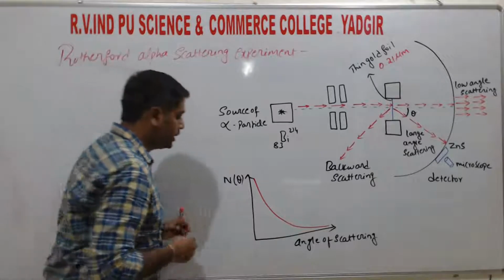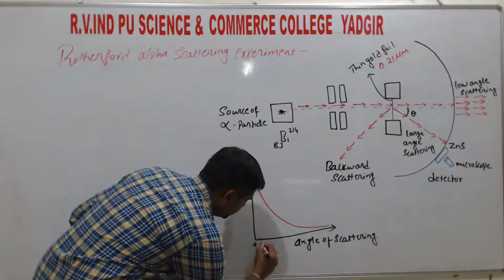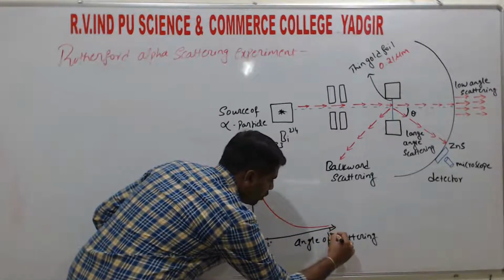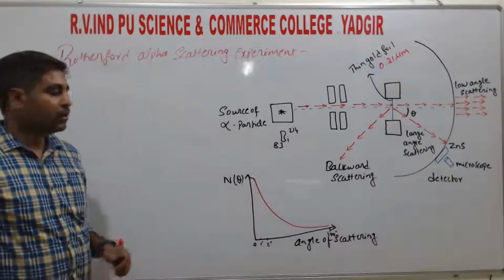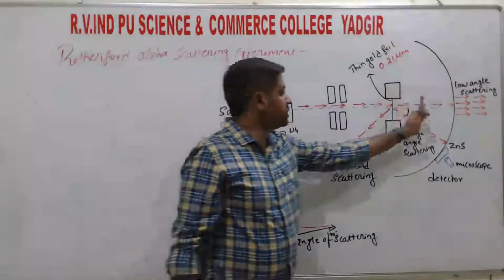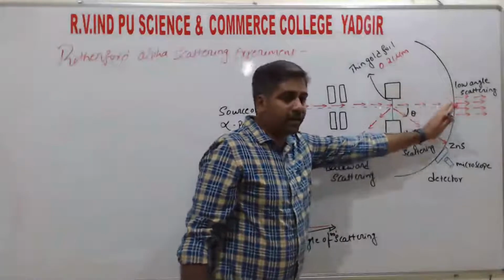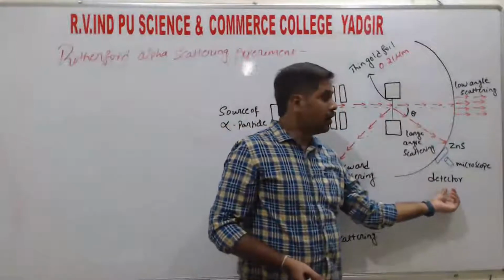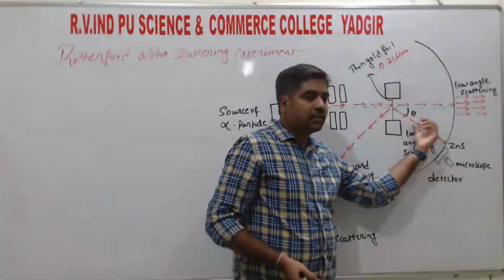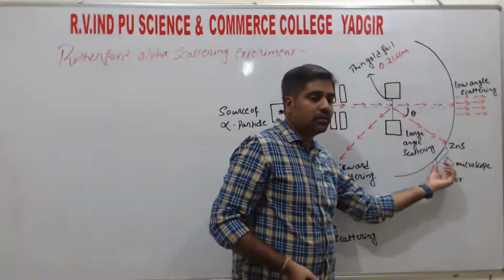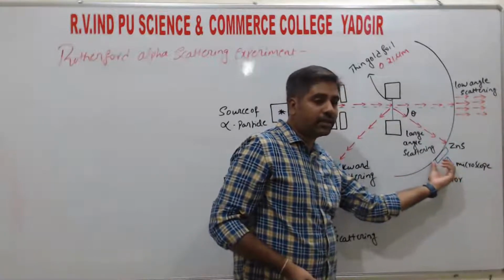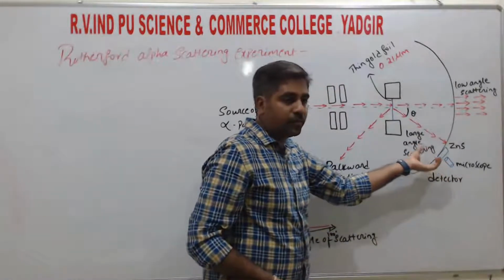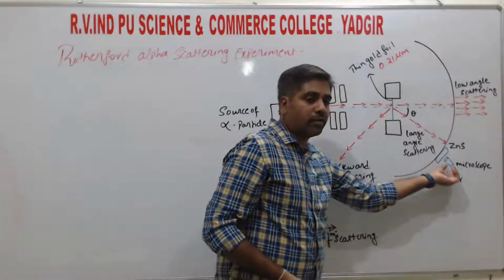Right? So here it starts with 0, then 1 degree, 2 degree, and so on, up to 180 or 360 degree, right? Here the number of alpha particles which are scattering, with respect to the angle, can be observed through the detector. When the scattered alpha particles fall onto the zinc sulfide plate, we get the light flashes. Then only we can say that the alpha particles are scattered.